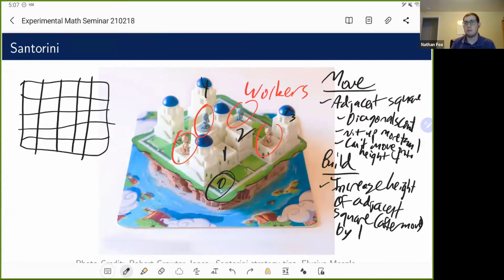And you can also build diagonally, just like you can move diagonally. And you might be wondering, well, what if I move and then can't build? You can always build where you moved from, because that wasn't a building of height 4. So there's always at least one place you can build.